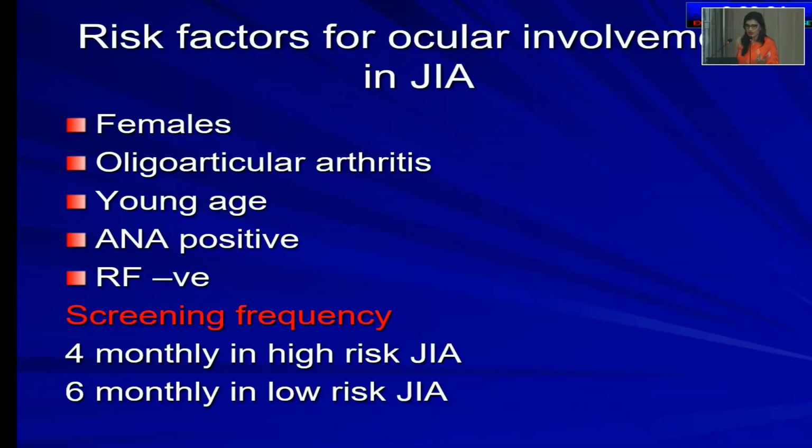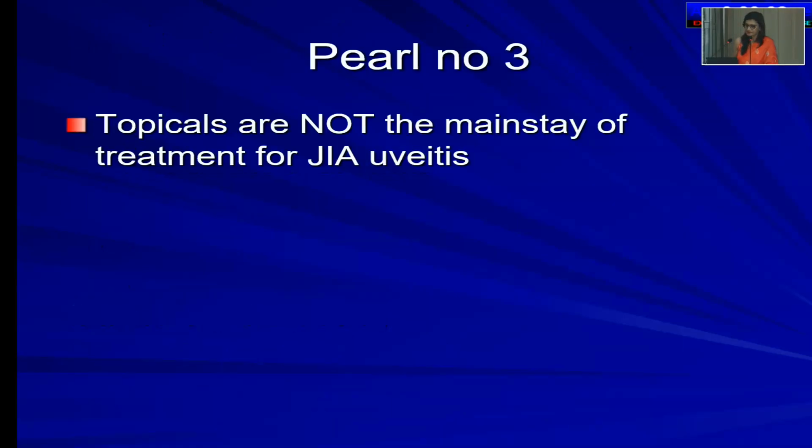The earlier the onset, the more the risk factor. ANA positivity, RF negativity, and the screening frequency in high risk JIA: when they have these features, there are a lot of different ways in which you can screen, but the easy one to remember is that you screen 3 to 4 monthly in high risk JIA and 6 monthly in low risk JIA, and you classify low risk and high risk depending on the presence of these features.